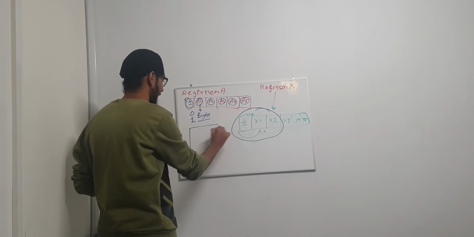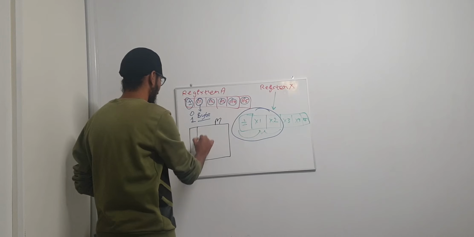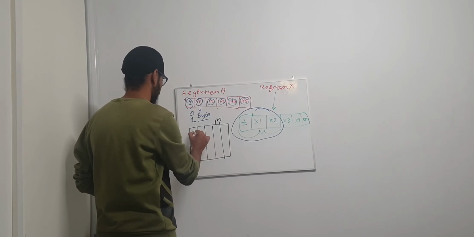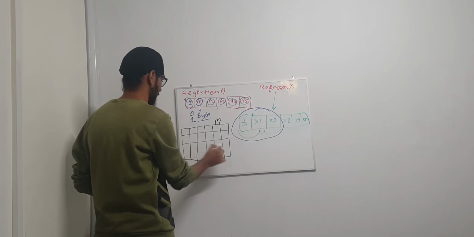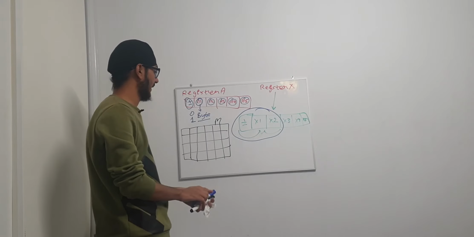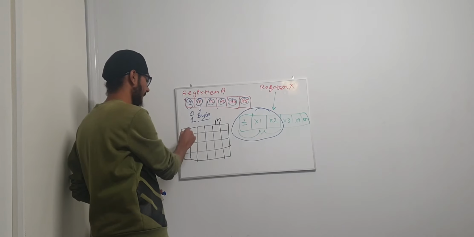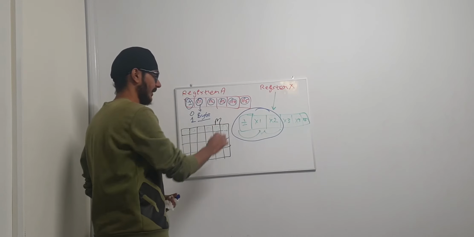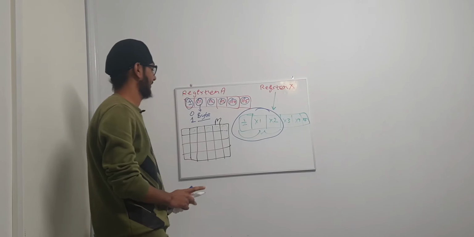So here we have our memory, that is M. In our memory we store data in 6 bytes. So this is the 1st byte, 2nd byte, 3rd byte, 4th byte, 5th byte, 6th byte. So this is our memory. In memory the data is stored like this.